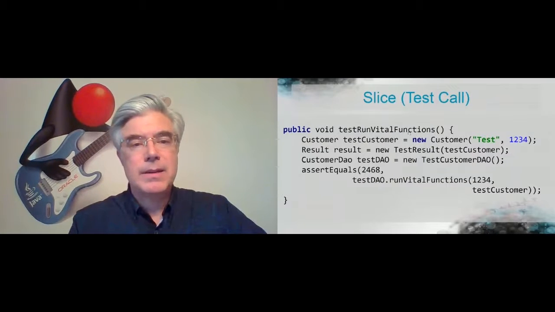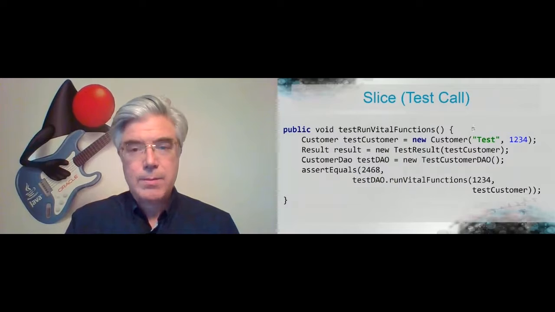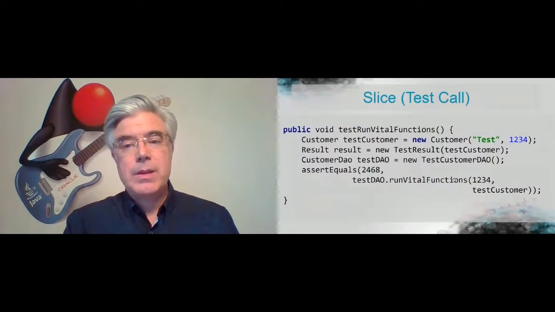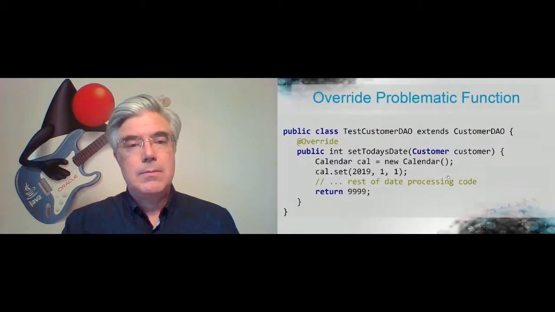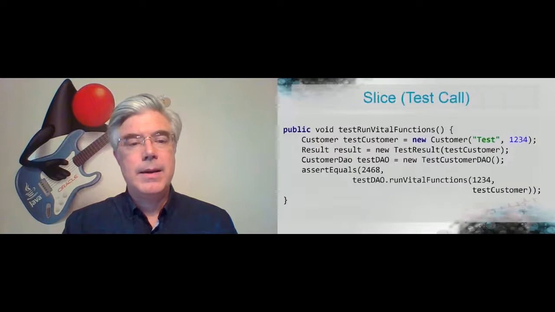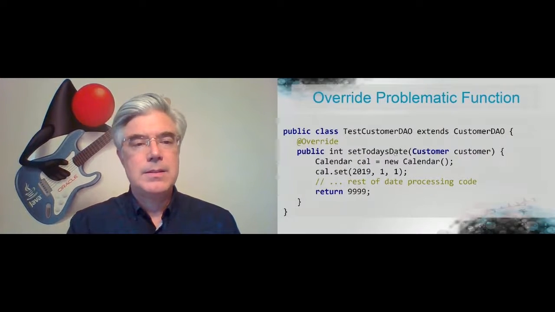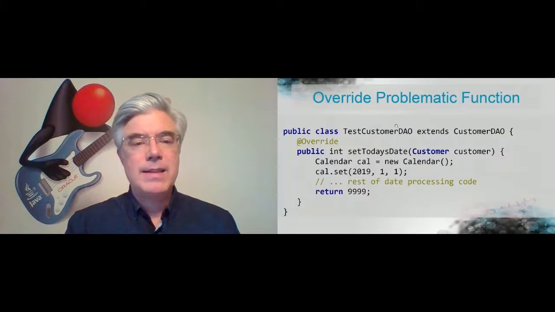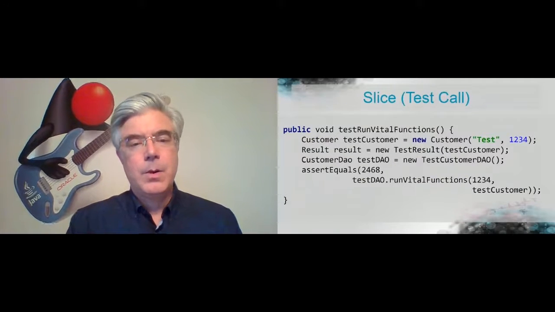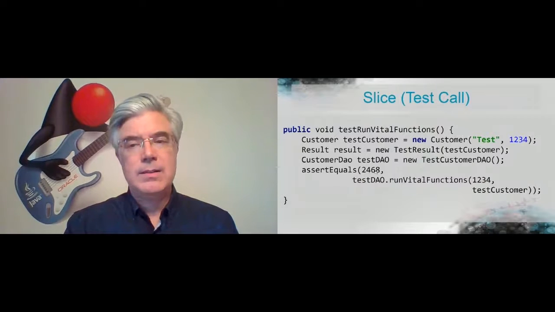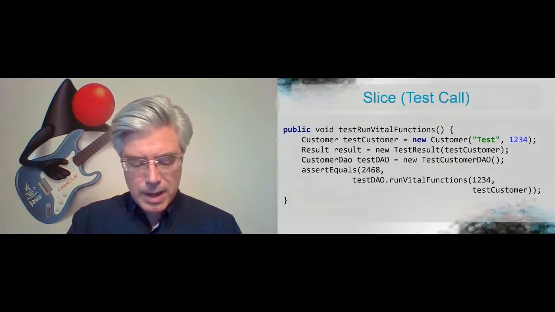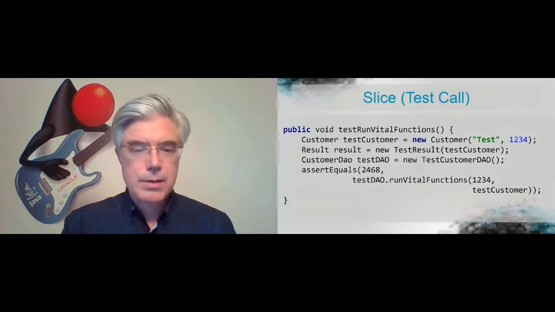What I'm going to do is override my call of that, so that my test runner here will again create my test customer, test result. I'll call my test customer DAO, and it will call the set today's date function from my test, and it will go ahead and run the test, and I can see that it returns the result that I expect. So I've now peeled and sliced and made it all work. So it's pretty exciting.